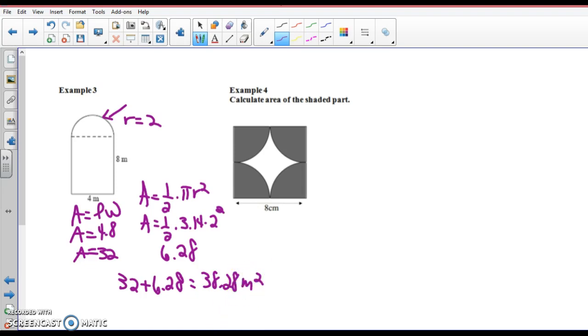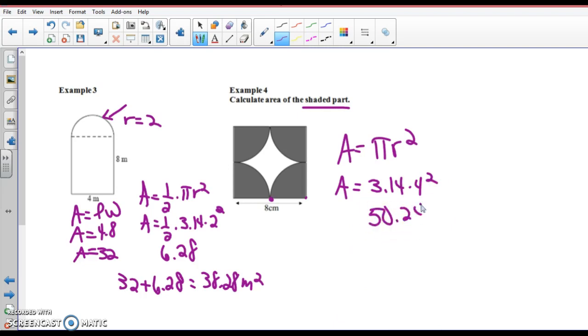All right. This one, I have to calculate the area of the shaded part. Well, take a look at this shaded part. If I cut this thing apart, don't I actually have a circle? So my shaded part is just going to be pi r squared. Area, 3.14 times. The radius of this circle would be from here to here, which is 4. So I end up with 50.24 centimeters squared.